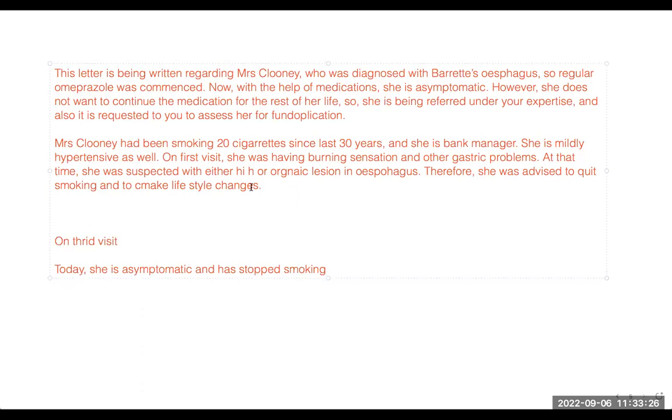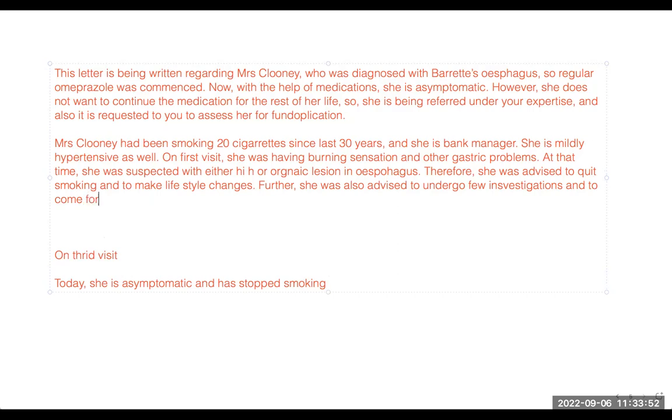So therefore, she was advised to quit smoking and to make lifestyle changes. Further, she was also advised to undergo investigation, if I want to write it, otherwise I can avoid it. It's up to you basically. Further, she was advised to undergo a few investigations and to come for review after 2 weeks. So this is the story.